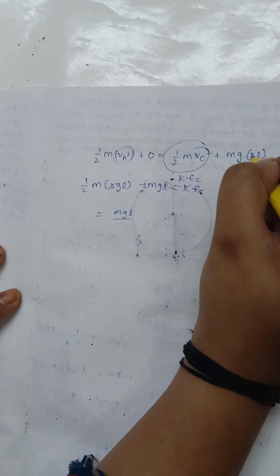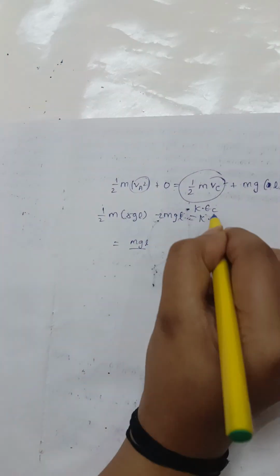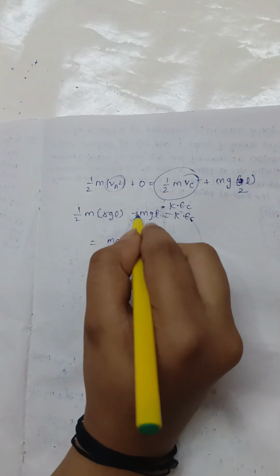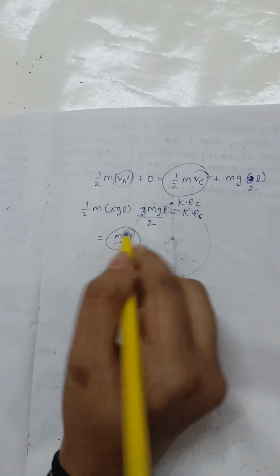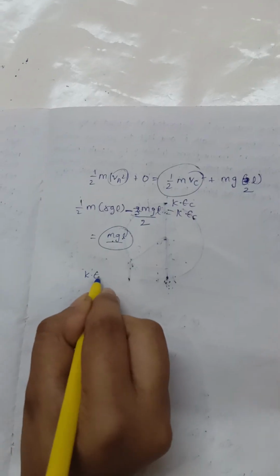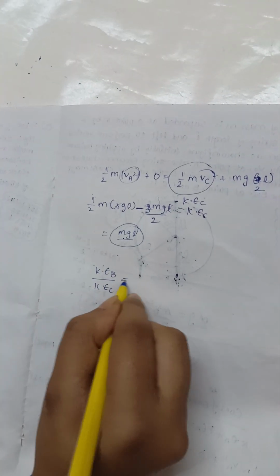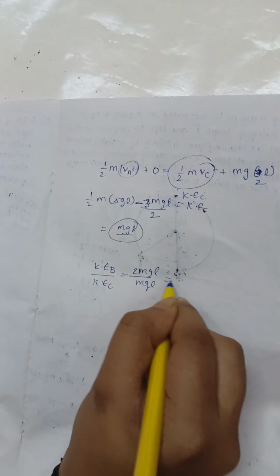Okay, this was not 2L. The height was 3L by 2. This total height was 3L by 2. So the kinetic energy at C is mgL. They are asking the kinetic energy at B by the kinetic energy at C, which is 2 mgL by mgL. That is 2.